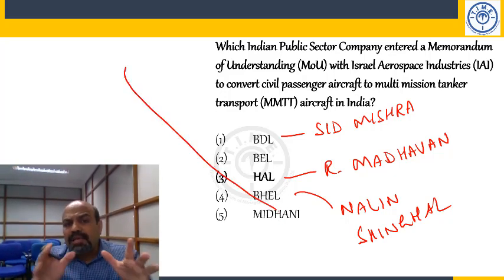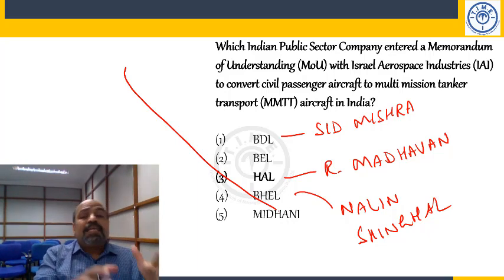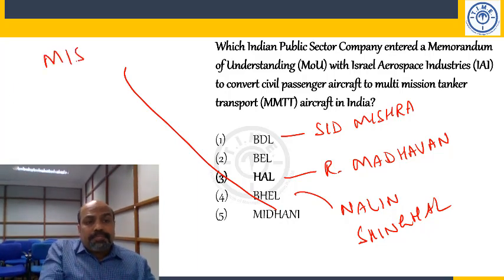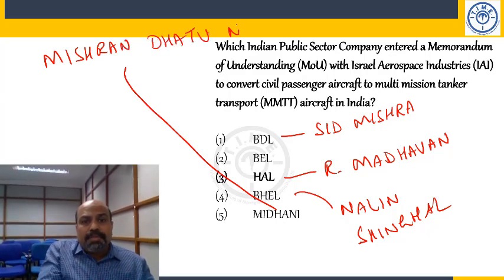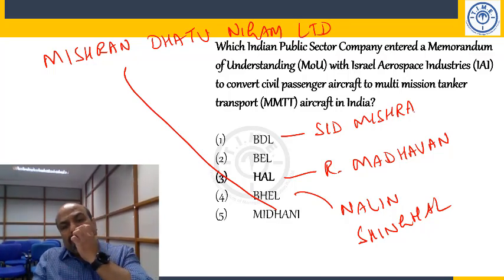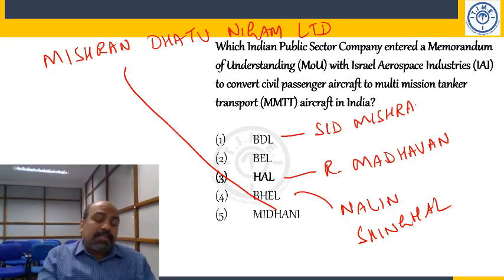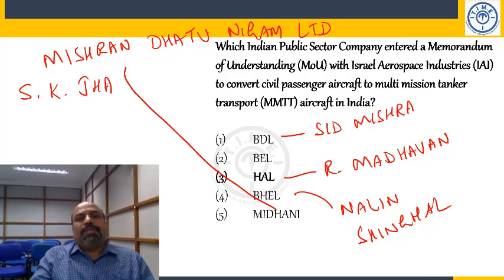See, BHEL is Bharat Heavy Electricals Limited. Midhani is Mishra Dhatu Nigam Limited. Yeah. It's run by, what's his name? Sanjay Kumar Jha. This is the first ever time we are discussing Midhani.